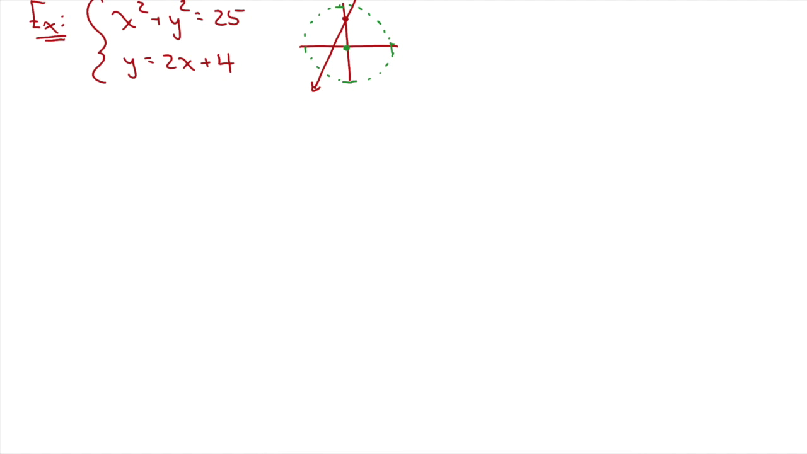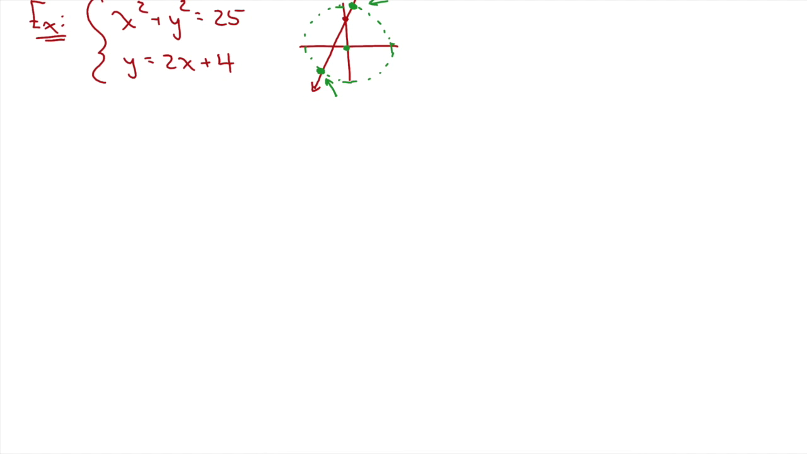So how many times does this graph intersect the circle? 2. The red line runs into the blue circle only here and here. So these are the 2 points that we're interested in. We're trying to solve this system of equations, and it only intersects in those 2 points.